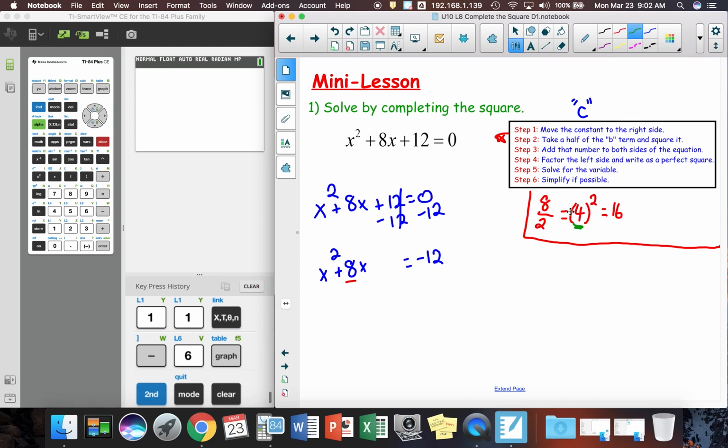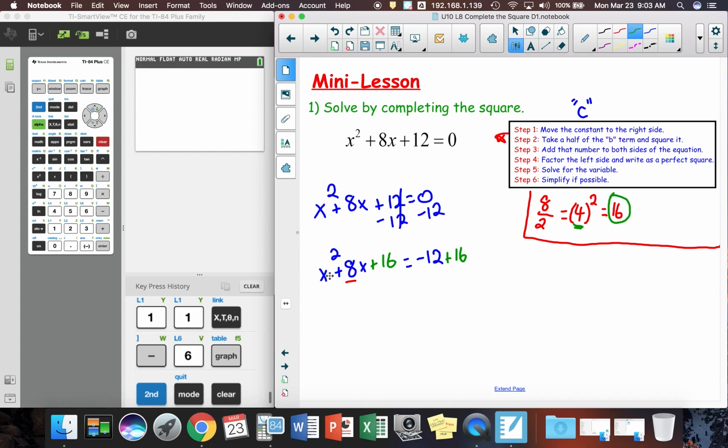So I showed all of my steps here. 8 divided by 2, which is 4. 4 squared, which is 16. Take half of the b term and square it. Now the third step says that we're going to add that number to both sides of the equation. So I'm going to take that new number, which is 16, and add that to both sides. I'm going to add it to the left side. That's why I left the space there. And to the right side. Okay.